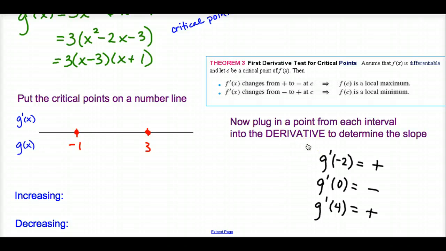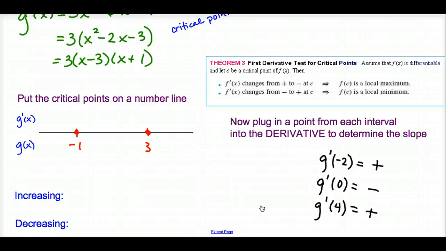So once we get this whole thing set up here, we're going to take and plug a point from each interval into the derivative. So in this interval right here, I picked -2. So I plugged -2 up here. And if I plug -2 up here, I will get a positive number, which I have shown right here. Then I picked a number from this interval. I picked 0, plugged it into my derivative. Again, if you want to stop this, you can, but if I plug 0 into the derivative, not the function, I will get a negative number. And then from this interval, I picked 4. So if I plug 4 into the derivative, I get a positive number.